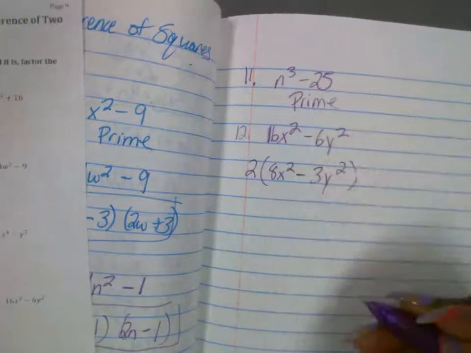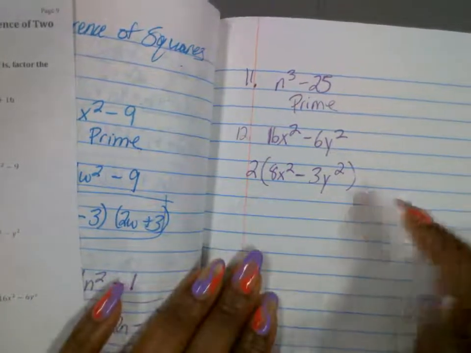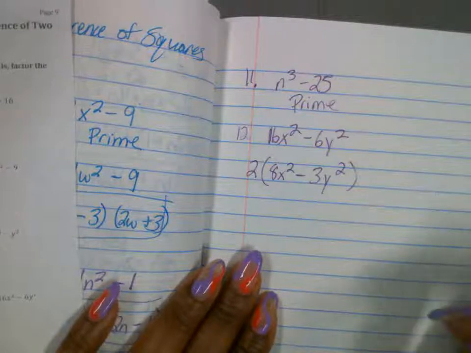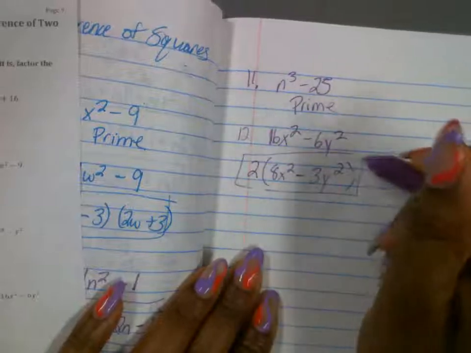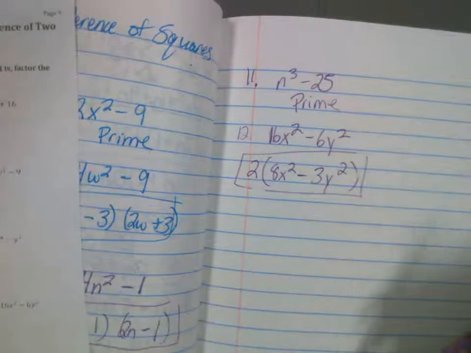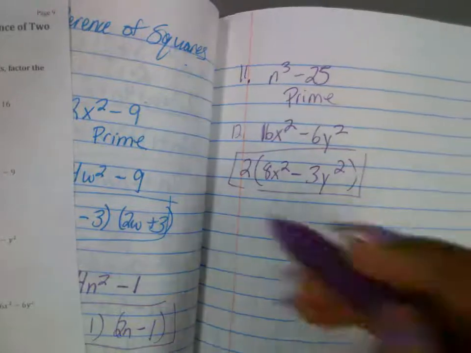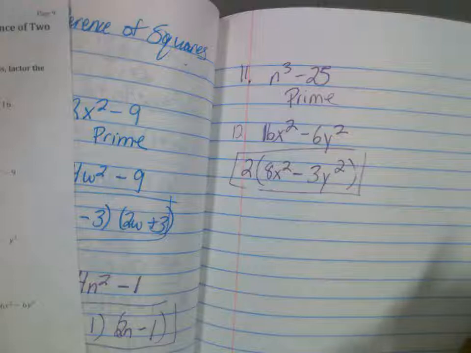Are these perfect squares? No. That's it, this is factored. You can't do anything else with that. Do you see? Any questions? So these are two factors, 2 and this binomial. You can't break it down anymore.